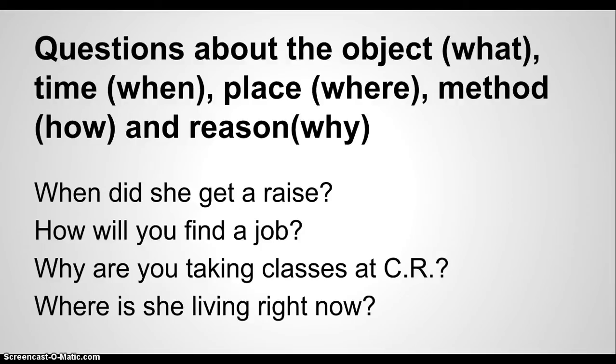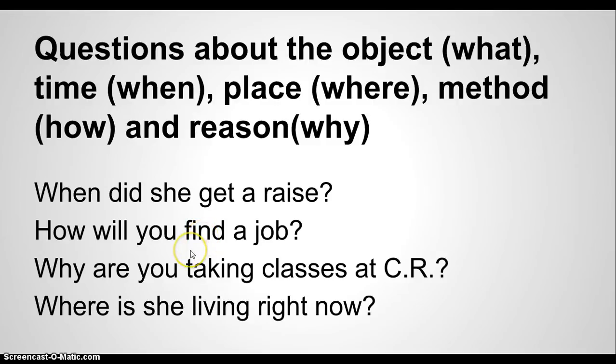When did she get a raise? Of course, it's about the time. And you can see that we have our standard order: question word first, followed by the auxiliary, followed by the subject, and followed by the verb. Okay, and of course with the auxiliary did, the verb is in the base form. Okay, next question: how will you find a job? Same form, question word first, followed by the auxiliary, followed by subject, and then the base form of the verb.